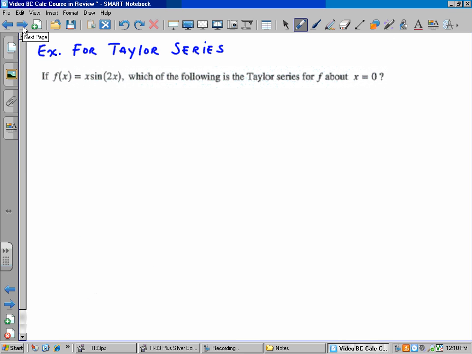All right, so let's see here. This is an AP question, and it's multiple choice. It says if f of x equals x times the sine of 2x, which of the following is the Taylor series for f about x equals 0? Okay, so to figure out what the Taylor series is, we could do this a couple of different ways. We could actually generate out the formula, or we could figure out what the Taylor series is for the sine.